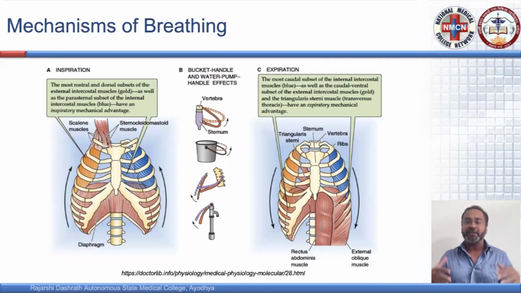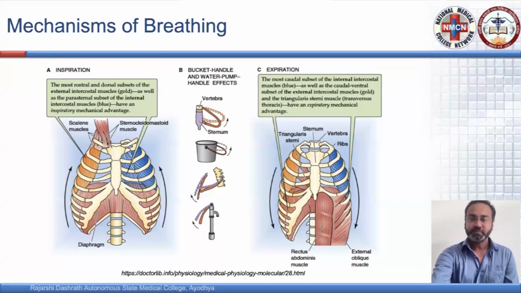The external intercostal muscles also relax, so the transverse diameter also goes down. Your anterior-posterior diameter also decreases, because of which volume decreases. When the volume decreases, pressure increases, and pressure becomes 761 millimeters of mercury. So now the intrapulmonary pressure is more compared to the atmospheric pressure. And now, because of high pressure inside the lung, air will start moving from the lungs towards the external environment. And this is how we breathe out.